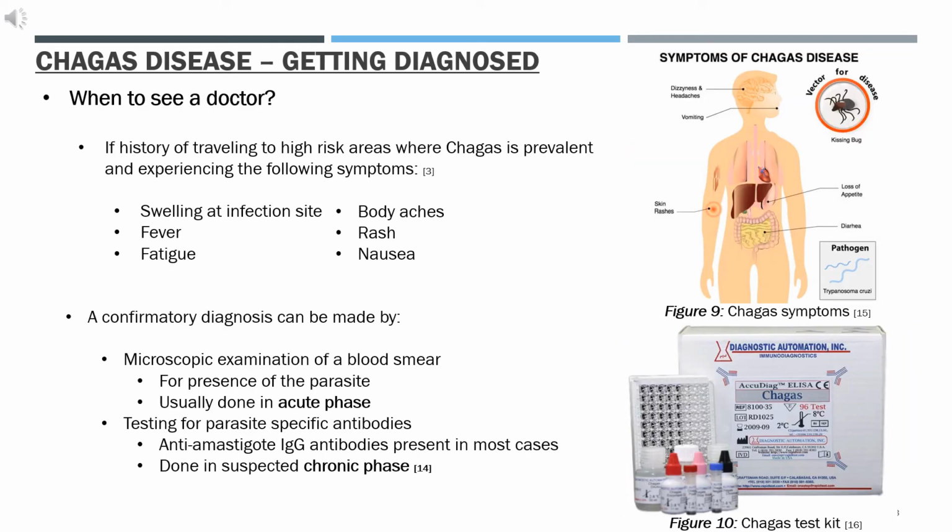So when do you know if you should see a doctor or not? Well, if you have symptoms like fever, fatigue, nausea, rash, and body aches, or swelling from a bug bite, but you've also been traveling to areas where you suspect Chagas is present, then you should make an appointment.